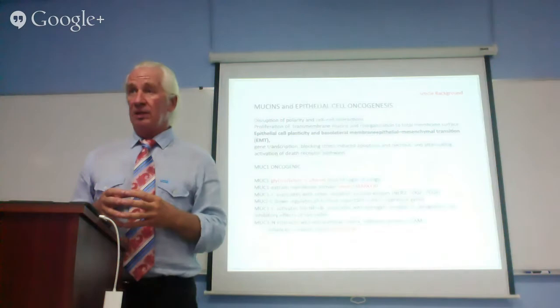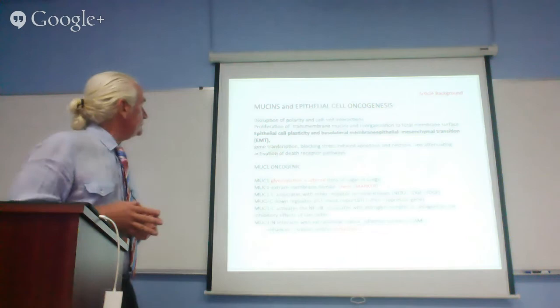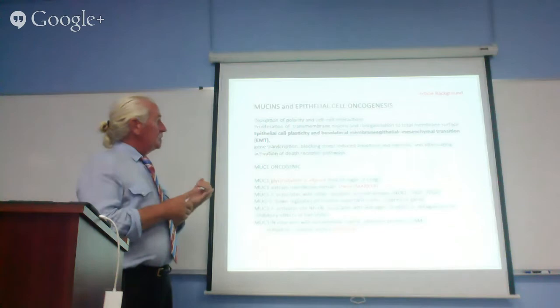The mucins used to be on the apical surface. They're now on the basal surface. They're going to attack the basal membrane to find a way to the capillaries. So the things involved are gene transcription. The mucins are involved in blocking stress, apoptosis, and necrosis.